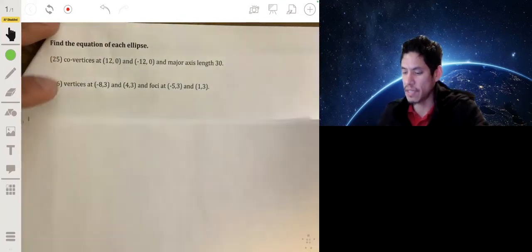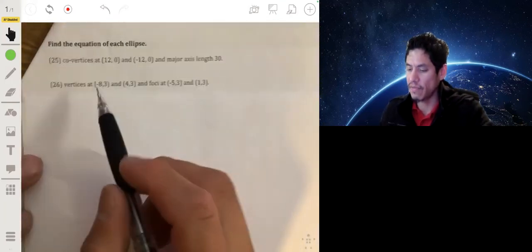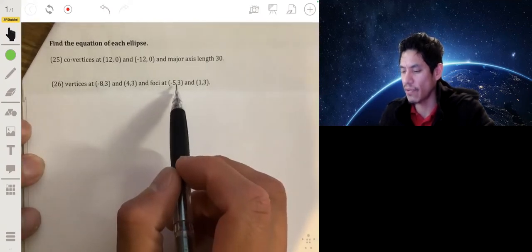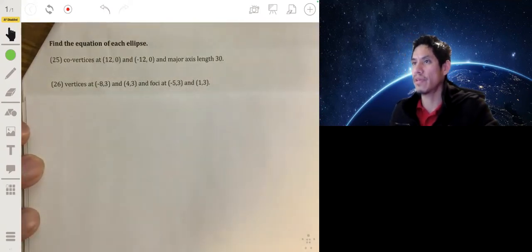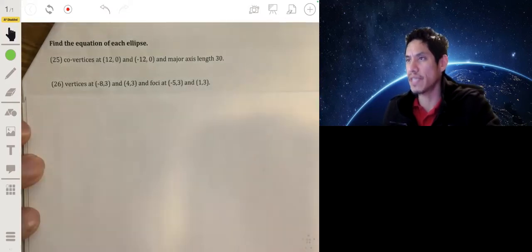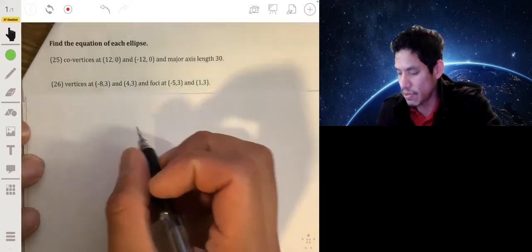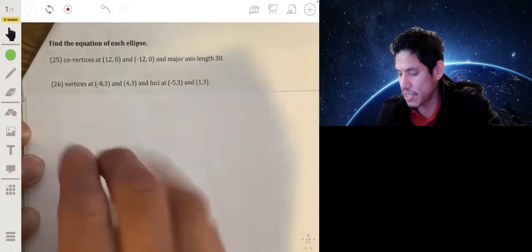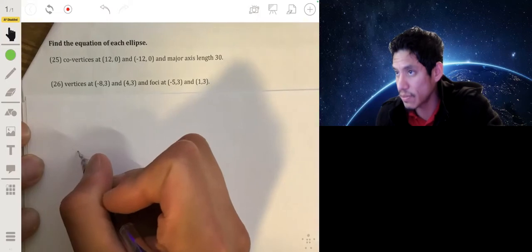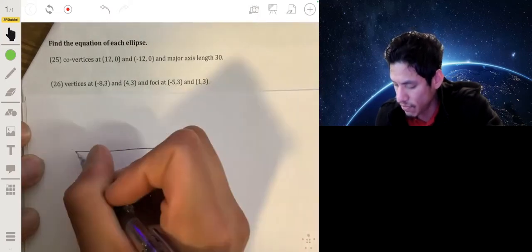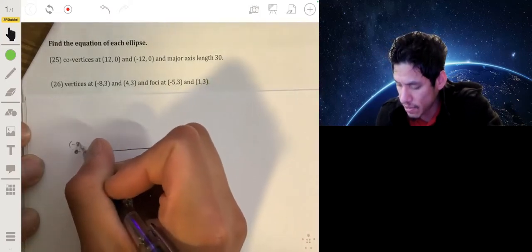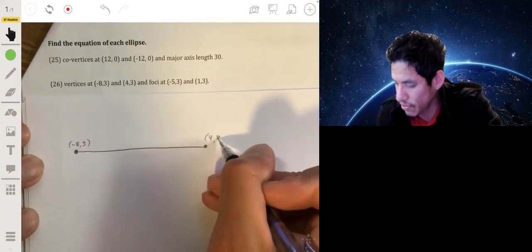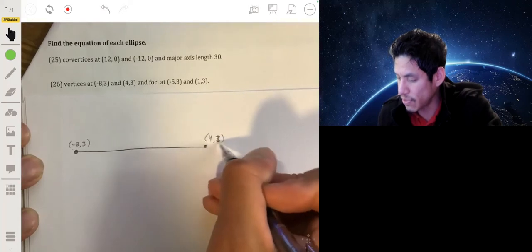And now let's look at this other example. So we have vertices at (-8, 3) and (4, 3), and foci at (-5, 3) and (1, 3). So again, I would draw a sketch to see what this looks like. So (-8, 3) and (4, 3), this is going to be a horizontal axis. So something like this. We have one over here to the left, and the other one to the right at (4, 3). These would be our vertices.